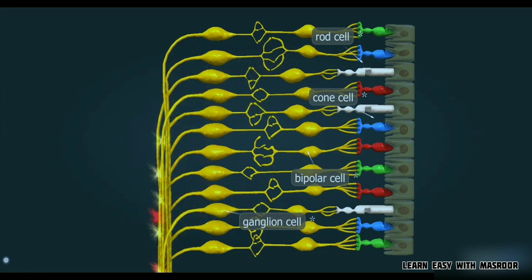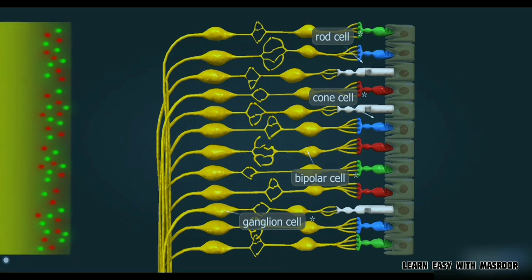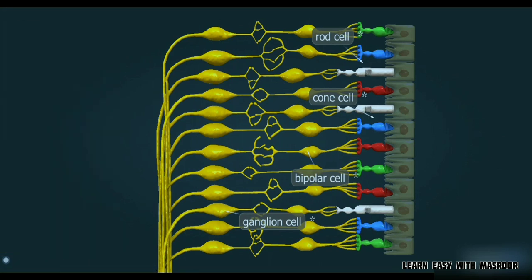The receptors in the retina are called rod cells and cone cells. They transmit impulses to the bipolar cells, which stimulate ganglion cells. The axons of the ganglion cells form the optic nerve.